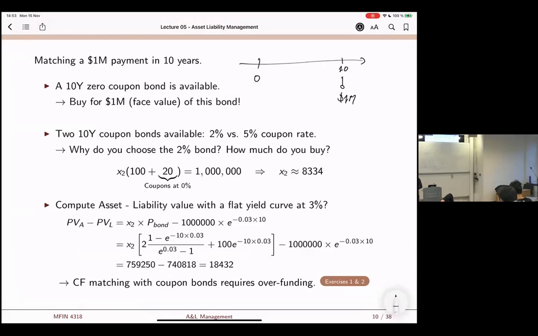So suppose that you don't have this 10 year zero coupon bond, and there's no way to build this zero coupon from other bonds in the market. But instead, you have two 10-year coupon bonds available. One that pays a 2% coupon and one that pays a 5% coupon. My first question to you is, why would you choose the 2% coupon bond over the 5% coupon bond? Just based on what we said before.